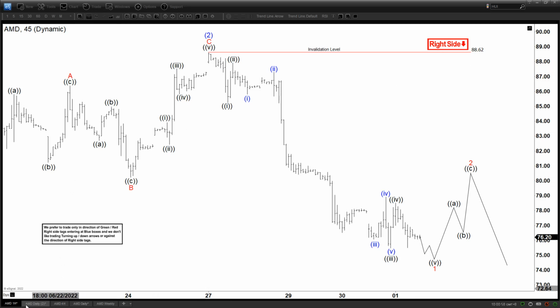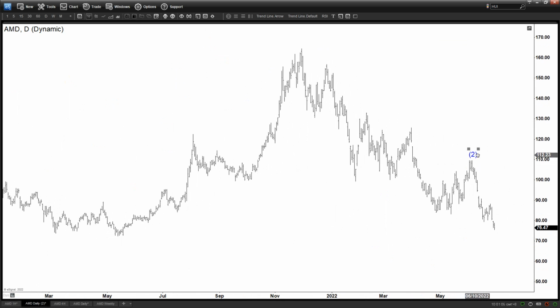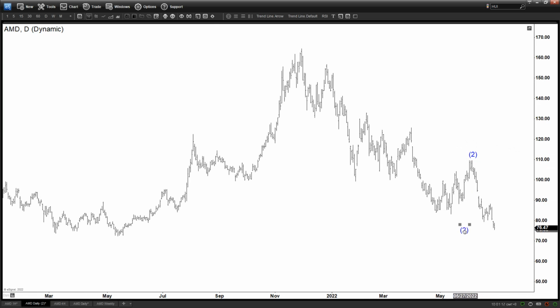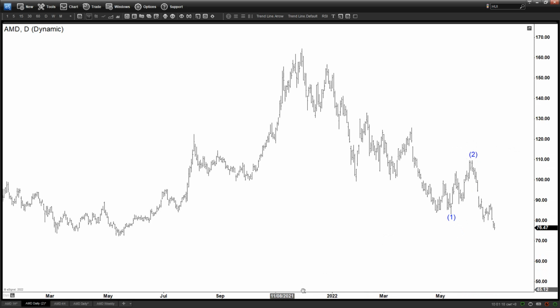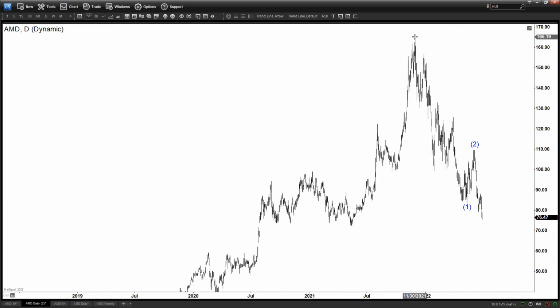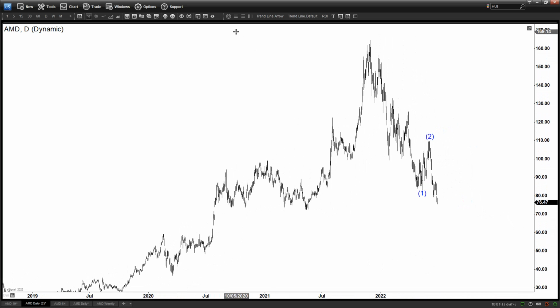Now let's take a look at the daily time frame, larger degree. Let's put some labels here. This is the 2, and this now is within the wave 3. So if this is the 2, then this should be your 1 here, right? But I think what's more important here is to see where we are. Now we made an all-time high of 165. We have already retraced more than 50%, to $76, if you look at this drop from the all-time high.